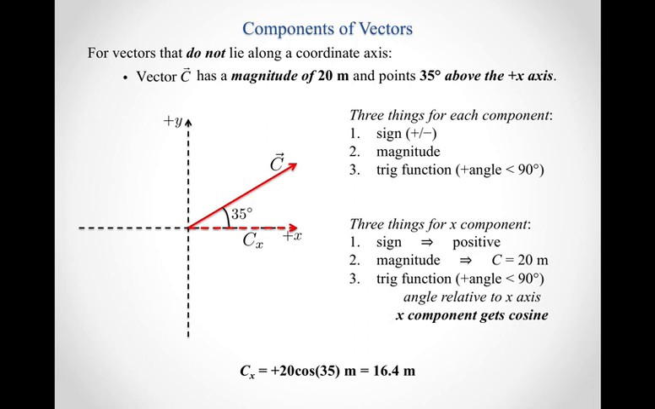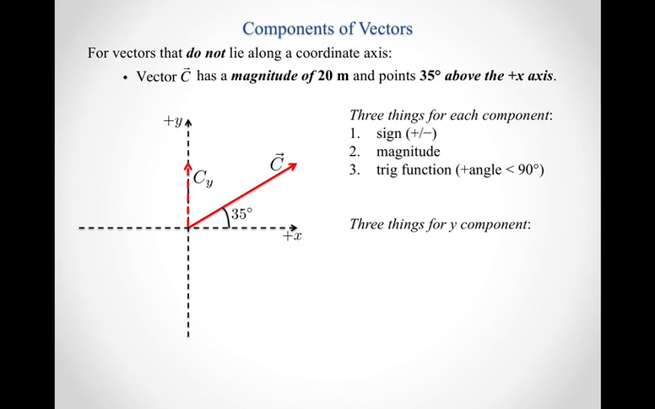So to calculate out the x component for vector c, I know it's going to be positive, magnitude of 20 meters, times, in this case we said we needed the cosine of 35 degrees because that 35-degree angle is defined relative to the x-axis. Plug all that into my calculator, and I get that the x component of vector c is 16.4 meters. I need to play the same game for the y component.